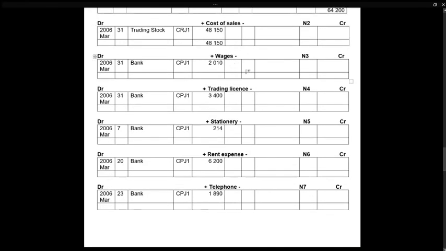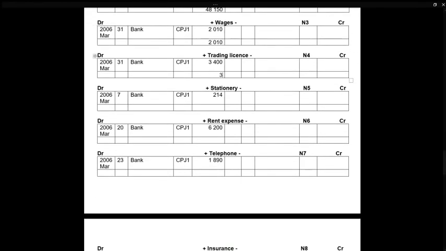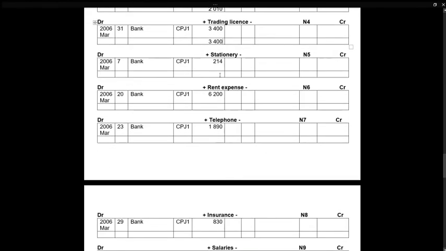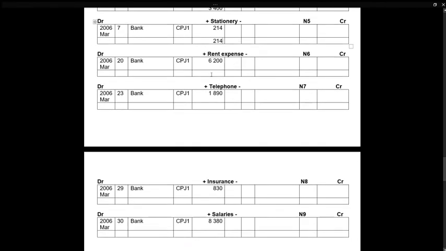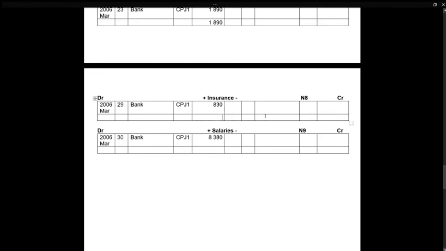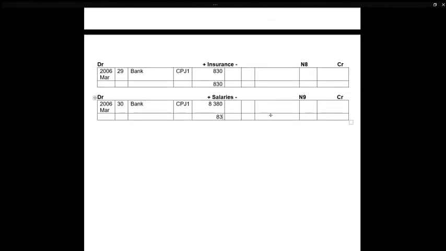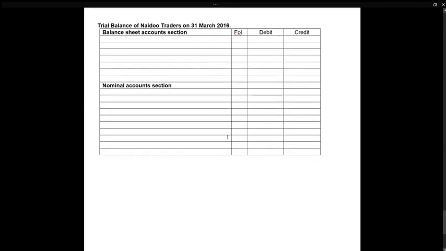Wages. Done. Trading license. Done. Stationery. Done. Rent expense. One side's empty, therefore done. Telephone. One side's empty, therefore done. Insurance. Done. And then salaries. Done. Right. Now we need to fill in our trial balance.